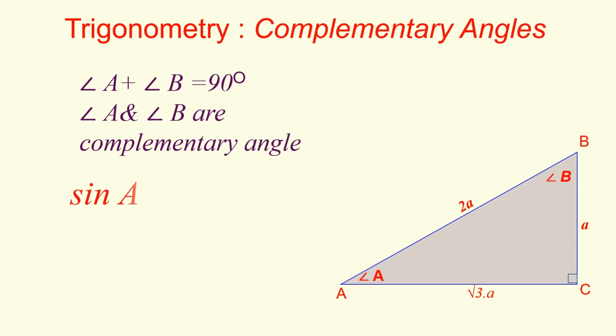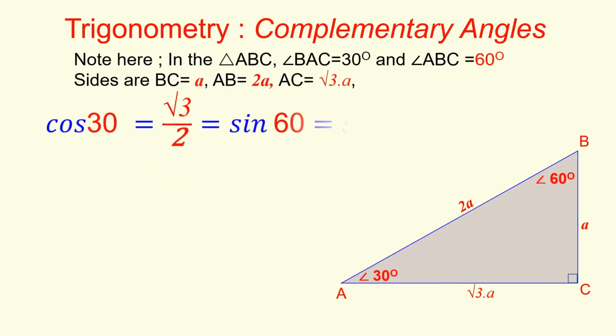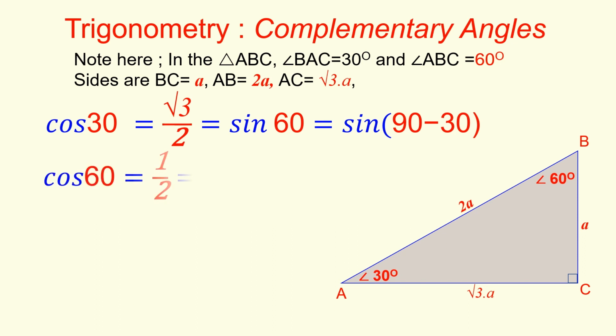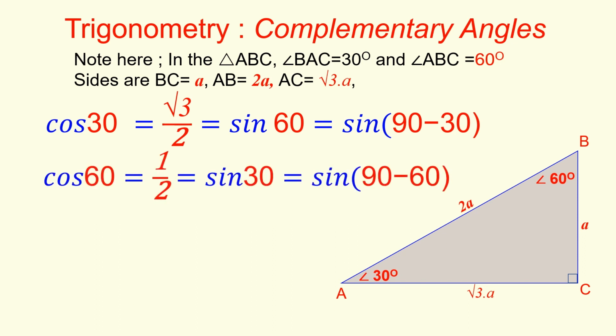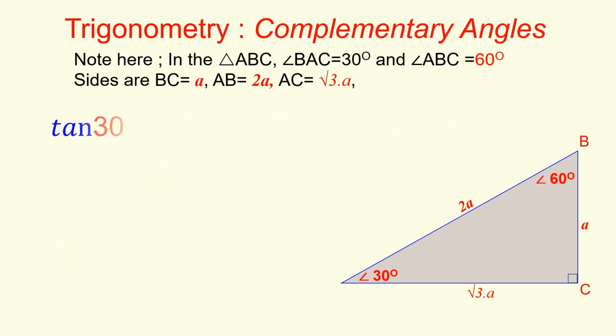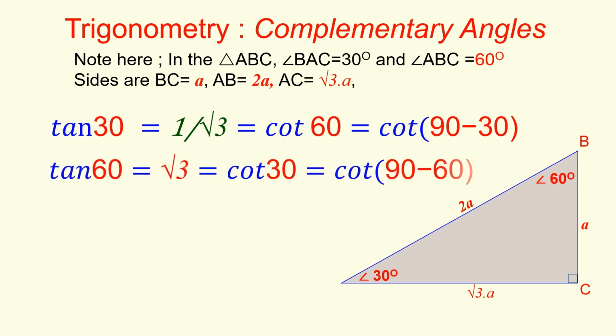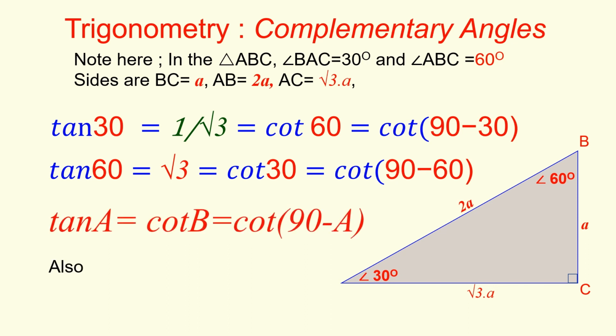As angles A and B are complementary angles, sin A equals cos B equals cos 90 minus A. So it is also true for cos A equals sin B equals sin 90 minus A. And for tan A equals cot B equals cot 90 minus A. And cot A equals tan B equals tan 90 minus A.